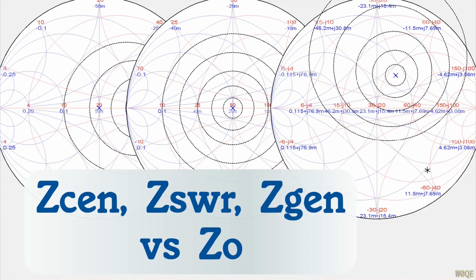And as I indicated in a previous video, I was going to do a follow-up video describing the relationship between the three new variables: Zcen for Zcenter, ZSWR for the center of the SWR circles, and Zgen for a generator impedance, versus Z0, which used to do all of these functions and tied them together. They have now been separated if you wish to separate them, which allows for additional flexibility in SimSmith.